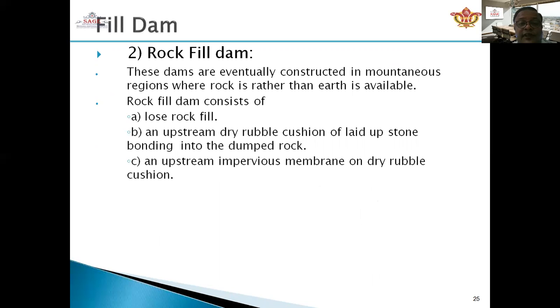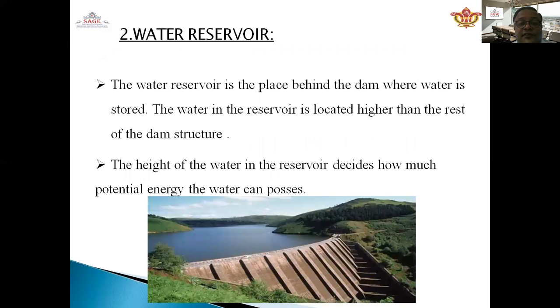Rock fill dams. These dams are eventually constructed in mountainous regions where rock rather than earth is available. A rock fill dam consists of loose rock fill and an upstream dry rubble cushion of laid up stone, bonding up to the dump of rock, and an upstream impervious membrane on the dry rubble cushion.